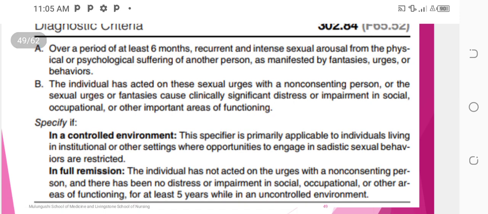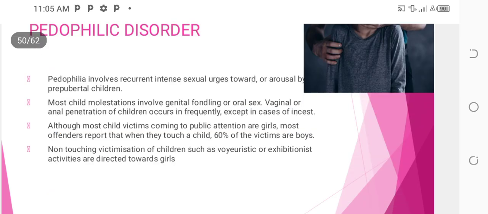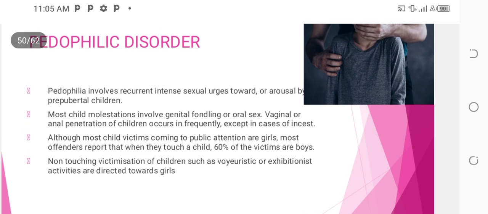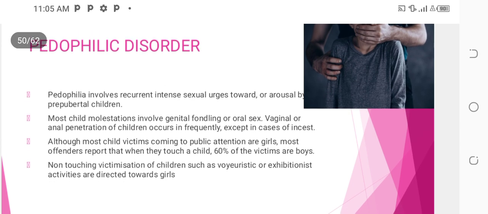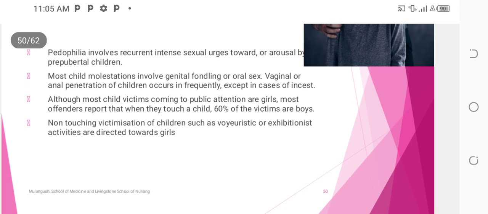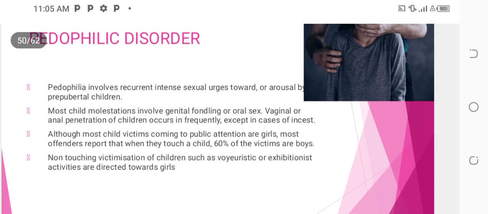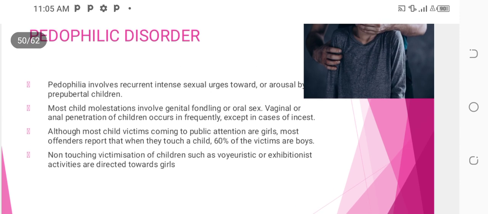Pedophilic disorder. Pedophilia involves recurrent intense sexual urges toward, or arousal by, prepubertal children. Most child molestations involve genital fondling or oral sex. Vaginal or anal penetration of children occurs infrequently except in cases of incest. You should note that the people who have this disorder are called pedophiles.